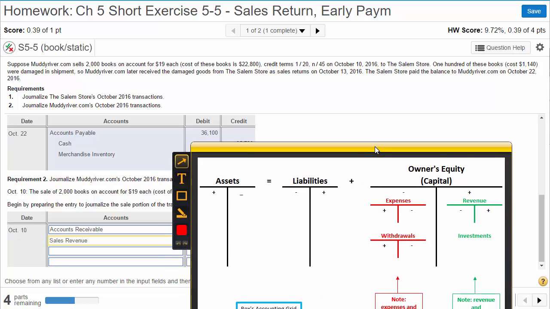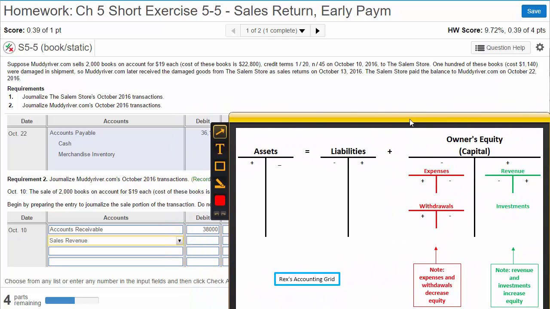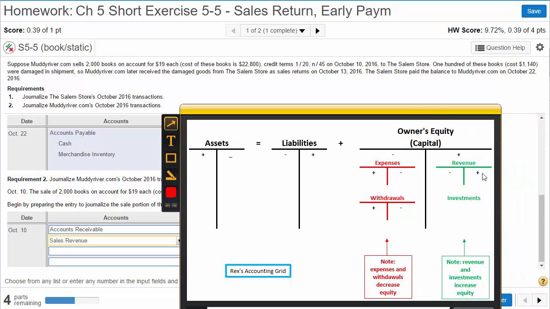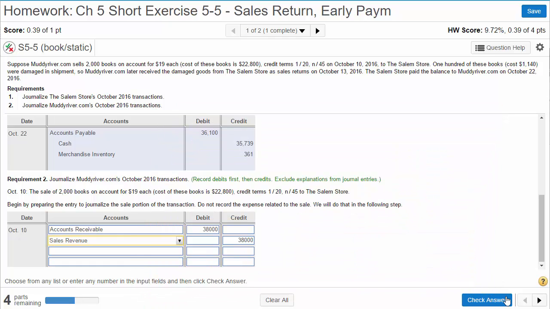And if you forgot why we are debiting AR, AR is an asset and we have more AR, so it is increasing. So that means it has to be on the debit side. And sales revenue over here, revenue increases on the right side. And we have more revenue once we make a sale.